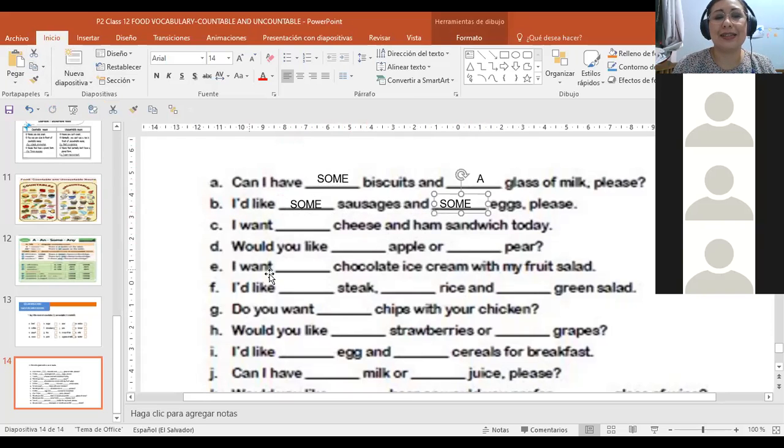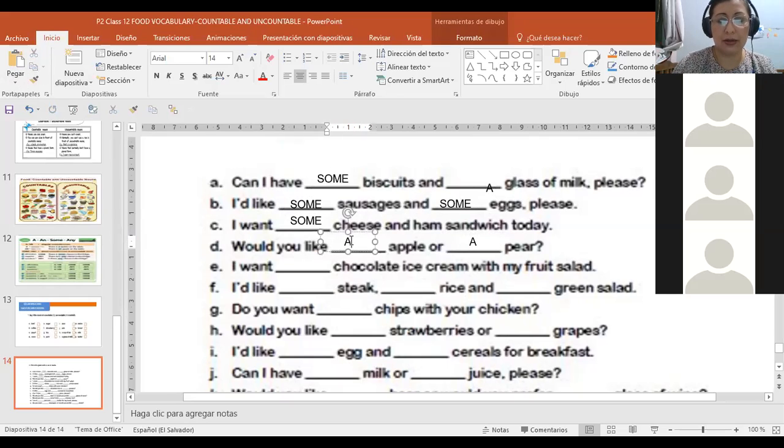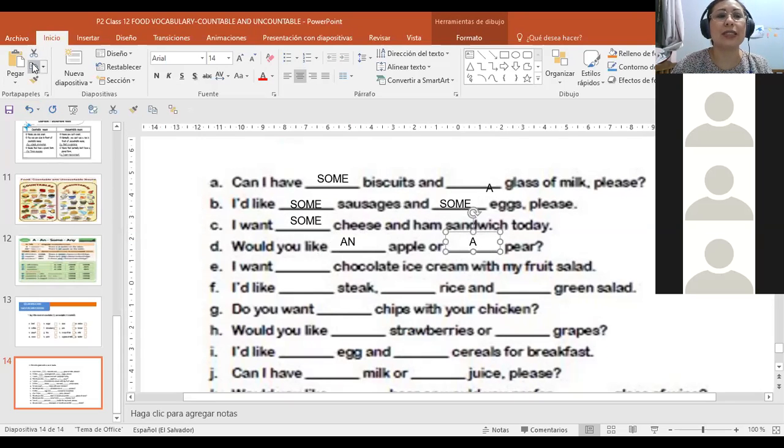Letter C. What do you think? I want some cheese and ham sandwich today. Okay, let's see. Letter D. Would you like an apple or a pear? Okay, an apple and a pear. Now letter E. I want a chocolate ice cream with my fruit salad. Okay, very good. Okay, letter F.